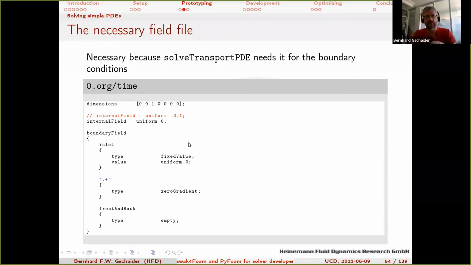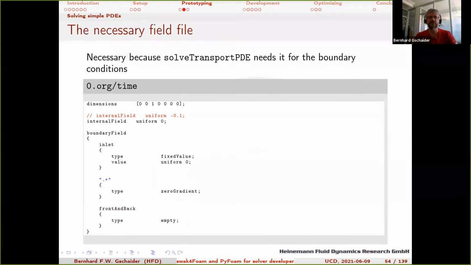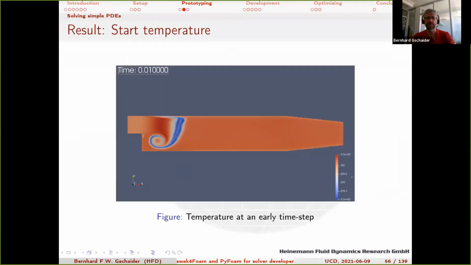What is also important is you have to specify a field name. Then swak4Foam looks for that field in your initial directory, loads it, and uses the boundary conditions there, and of course the initial conditions. For this case, the walls don't change the flow time, and on the inlet the flow time is 0. Yeah, that one I explained.